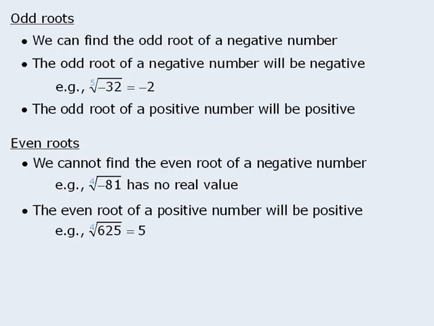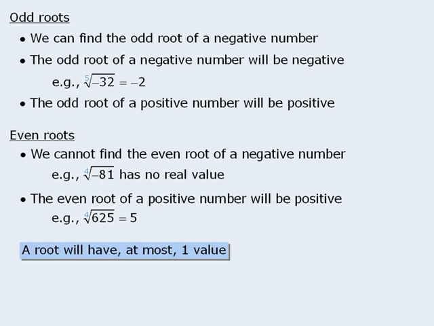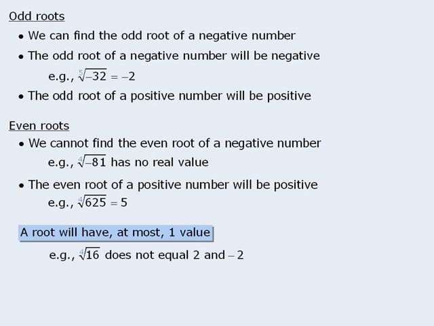625. Now, an important underlying property here is that all roots have at most one value. So, for example, the fourth root of 16 does not have two values. The fourth root of 16 has only one value, it equals 2.